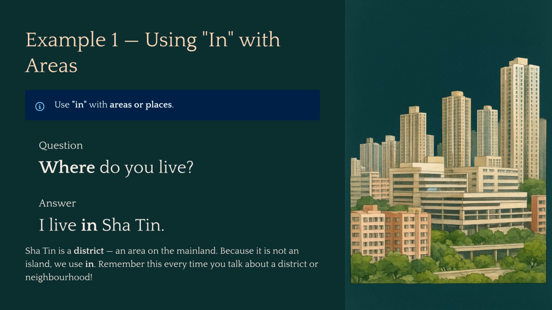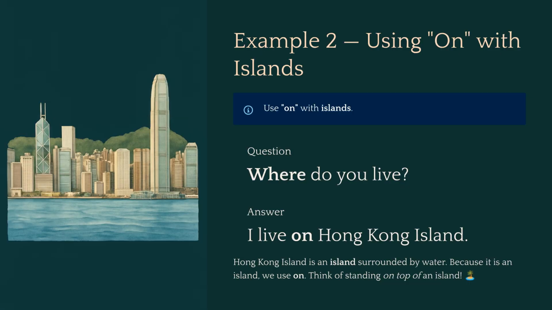Example 1. Using in with areas. Question: where do you live? Answer: I live in Sha Tin. Sha Tin is a district. It is not an island, so we use in. Example 2. Using on with islands. Question: where do you live? Answer: I live on Hong Kong Island. Hong Kong Island is surrounded by water. Because it is an island, we use on.